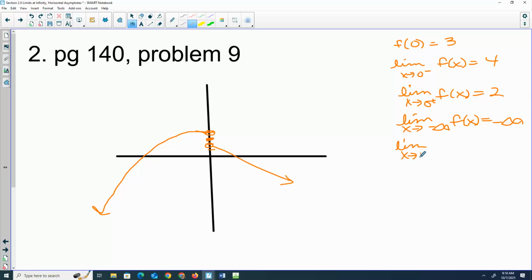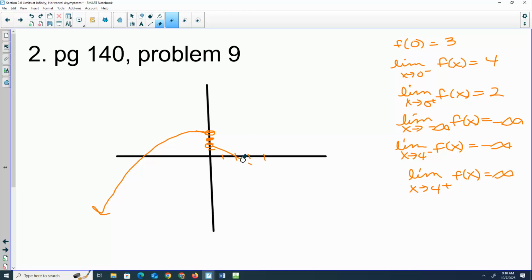The limit as we approach 4 from the left equals negative infinity. So as I'm coming into 4, that has to be going to negative infinity. The next condition tells me the limit as we approach 4 from the right is equal to positive infinity. What's happening at 4? Vertical asymptote. Alright, I'm going to have to change this.